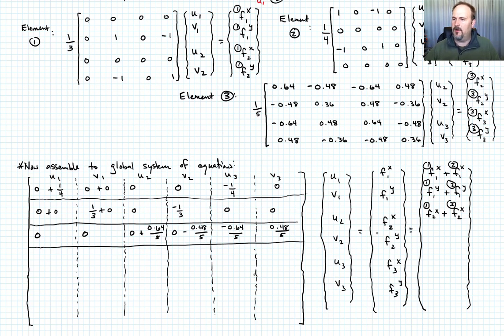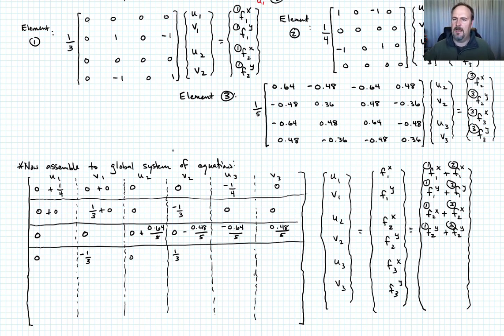Now let's go to the next row. We know that we have the same nodes, so we now have f2y from element 1 plus f2y from element 3. F2y corresponds to the bottom row. Looking at my u1, v1, u2, v2 columns, the first term is going to be 0. The second term is going to be negative 1/3. And then I have 0. And then I have 1/3.